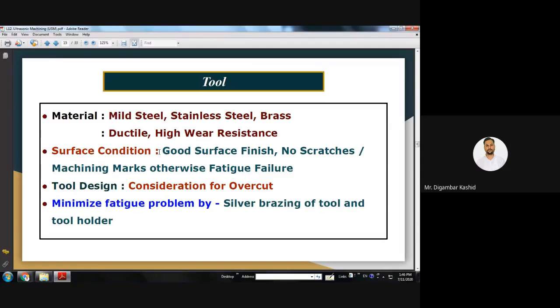There should not be any scratches, or I can say machining marks, on the tool. Otherwise, they will be reflected on the machined workpiece surface. Whatever scratches or machining marks are on that tool, the same may be observed on your finished component. As well, fatigue failure of the tool will take place due to excessive pressure.